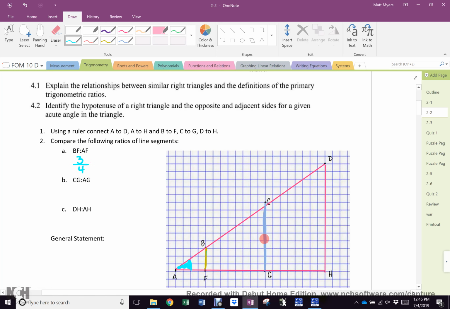C to G, if you count it, you see it is 9. A to G is 12. D to H is 15. A to H is 20. What can you say about all three of those fractions? They're all equal, right? If I compare the legs of any right angle triangle and I don't change the angle, it doesn't matter how big the triangle gets, this comparison will still be the same.